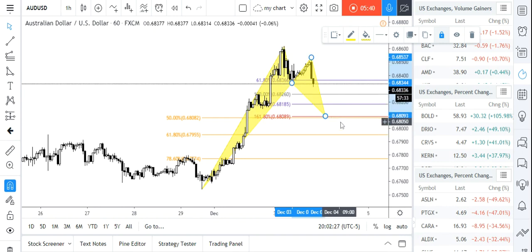We will look again at the Australian dollar for the development, but as of now there is a high probability of completion of this Gartley and reaching this 161.8% level.